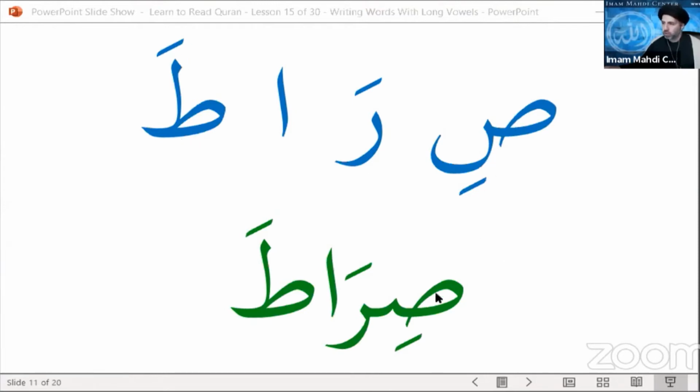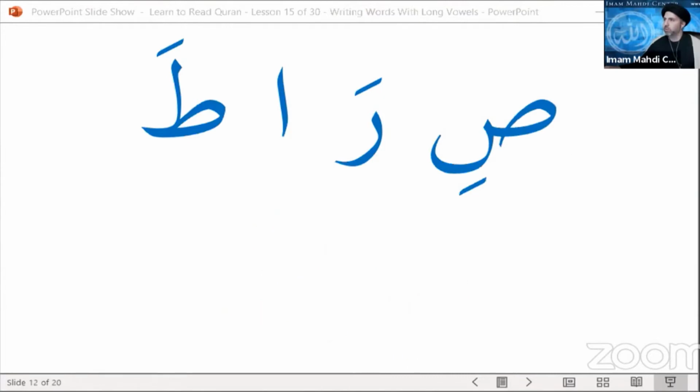So we write the sad here in its lowercase form. With the kasra, it's pronounced si. The ra with the fatha and alif together are pronounced as ra, and then ta with fatha is ta. So we have the word si ra ta, sirata. And now we write it ourselves.